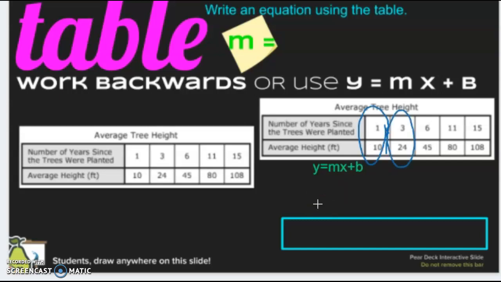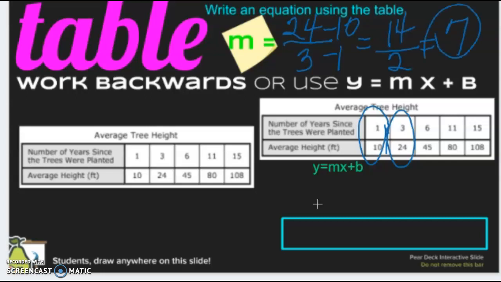Notice how both tables are the same. I put 2 of them on there so we can work backwards on one and use the equation on the other. Okay, so I'm going to set up for my slope. I'm going to do 24 minus 10 on the top, and then I'm going to do 3 minus 1 on the bottom. On the top, I get 14 divided by 2. So my slope is 7.